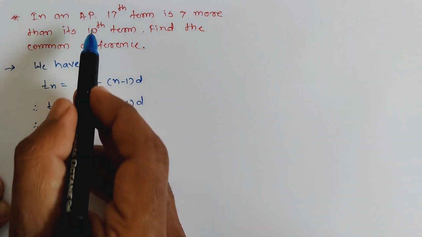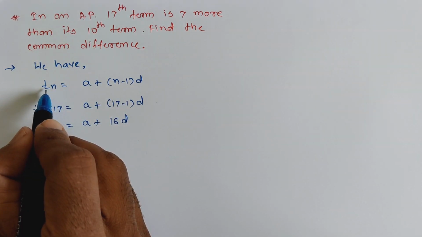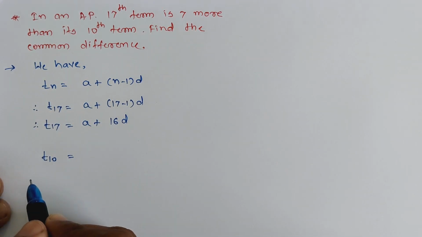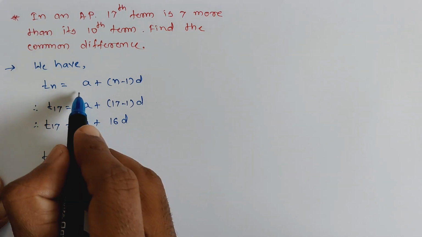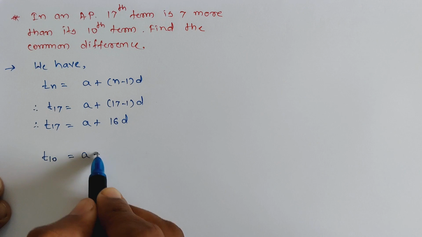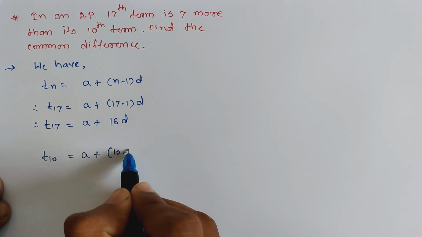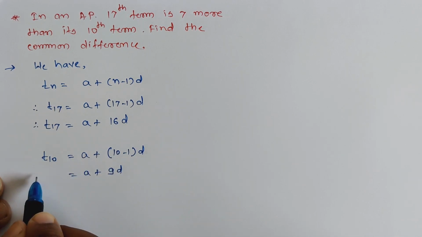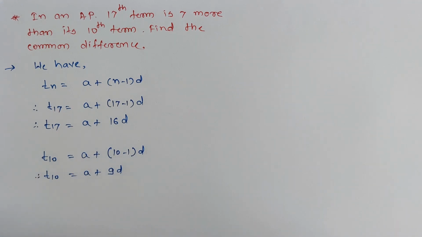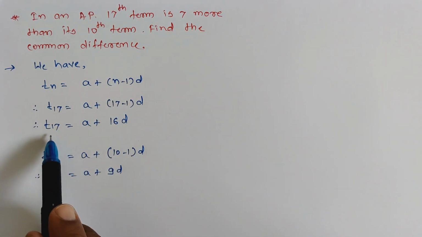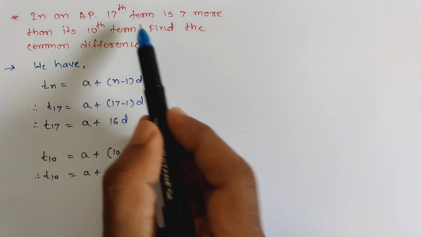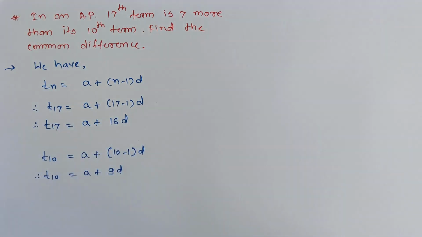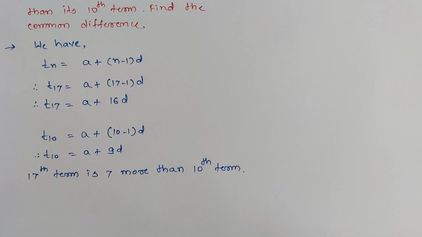Similarly, we have to find the 10th term. So if we replace Tn by T10 in the general formula, it will be the 10th term of that AP. So again the same formula is there, a plus n minus 1 into d, that is a plus, instead of n now we should take 10 minus 1 into d, that is equal to a plus 9d, is equal to T10. So these are the terms T17 and T10. So there is a relation given that in an AP the 17th term is 7 more than its 10th term. So we have to use this one.